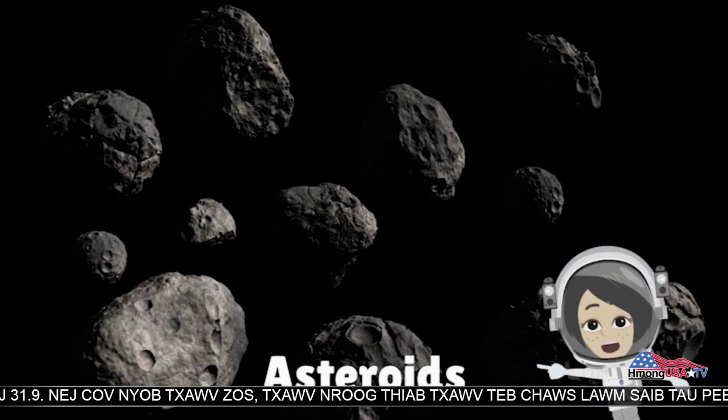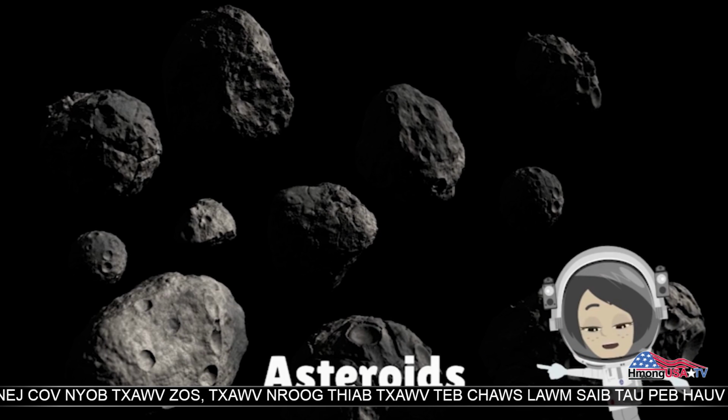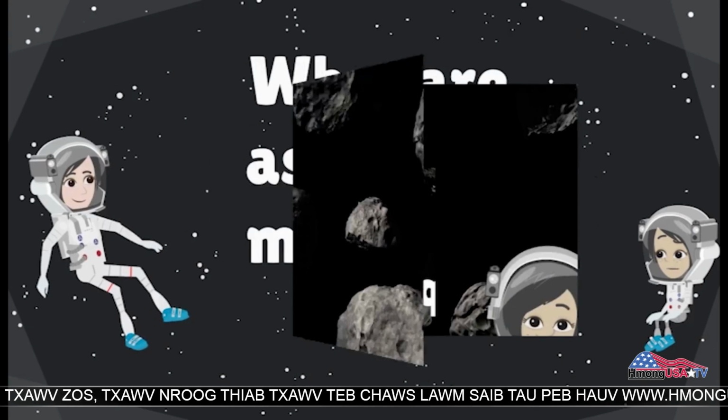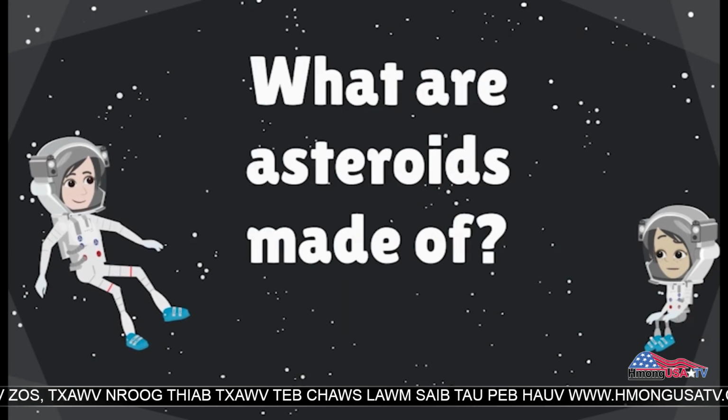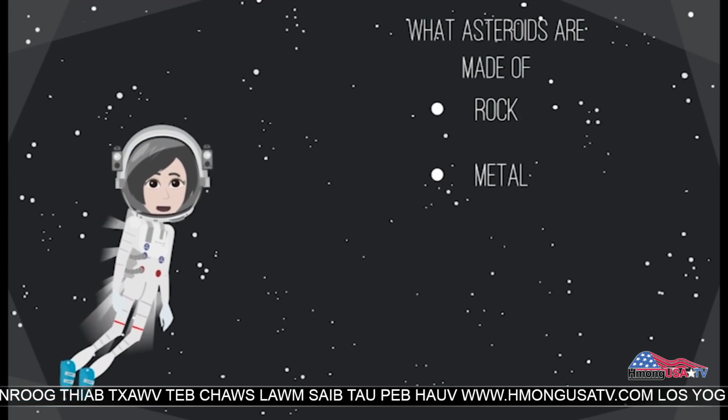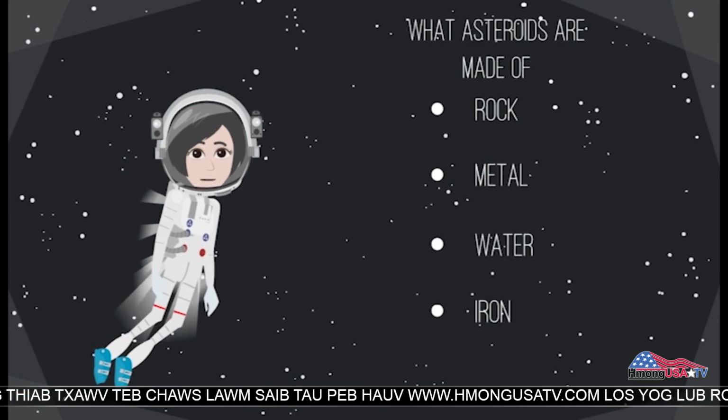Wow, look at all those asteroids. They come in all different shapes and sizes. Some of them are big and some of them are small. Hey Cerena, what are asteroids made of? Asteroids can be made of rock, metal, water, and/or iron.